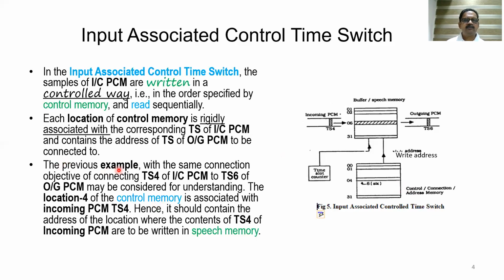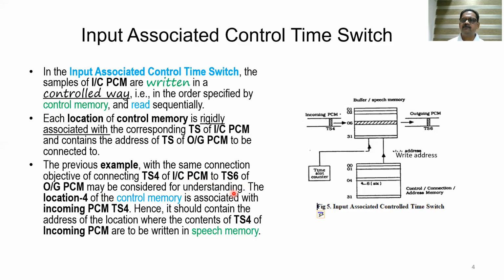The previous example, with the same connection objective of connecting TS4 of incoming PCM to TS6 of the outgoing PCM, may be considered for understanding. So we consider the same example. What is in our example? The information from TS4 of the incoming PCM highway is to be transferred to the outgoing PCM highway in time slot 6. That is our objective.